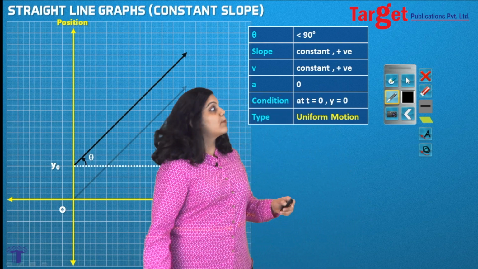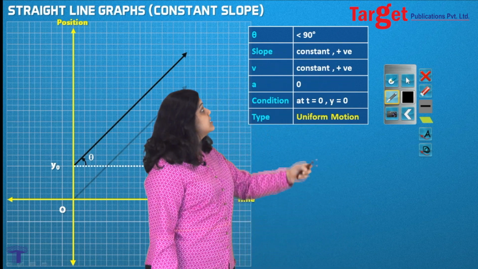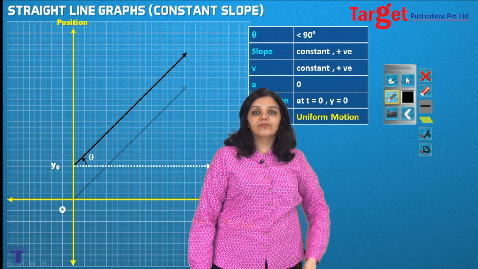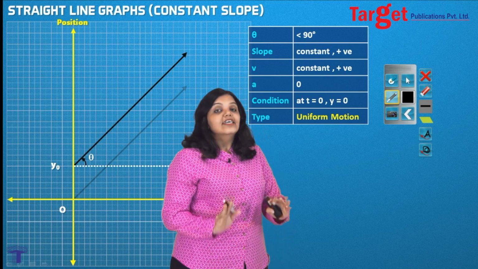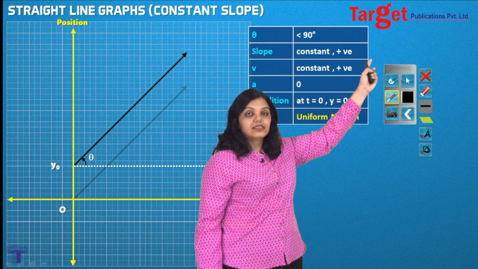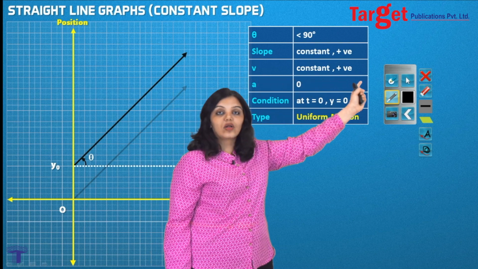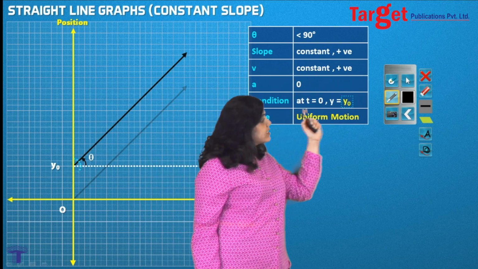So let's go through the properties again. This property doesn't change. The angle will remain less than 90. The slope is still constant and positive. Remember, it's the same line. I have just moved it up. So nothing has changed except the intercept. So slope will remain constant and positive. Velocity remains constant and positive. Acceleration will be 0. But look at the condition.